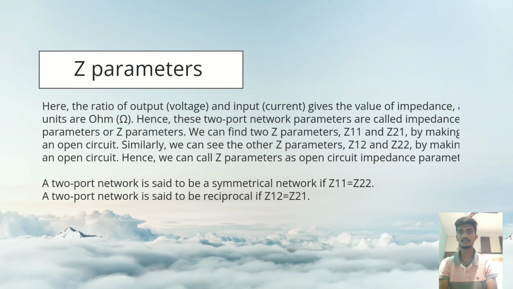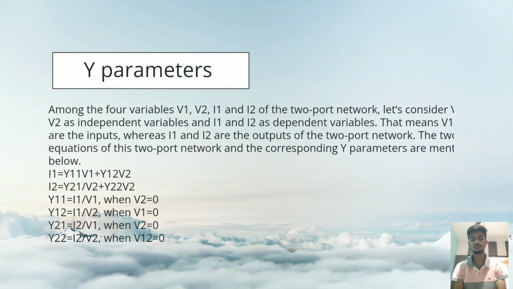A two-port network is said to be symmetrical if Z11 equals Z22. A two-port network is said to be reciprocal if Z12 equals Z21. The second type of parameter is the Y parameter, also known as the admittance parameter.